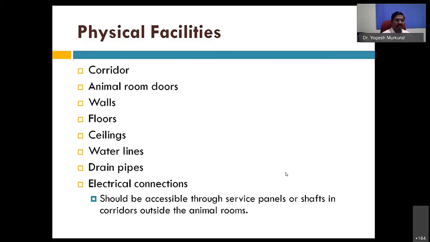Now, the actual room doors also should be very importantly considered, because they separate the common environment of the corridor from the animal rooms. You need to give enough consideration to the walls, floors, ceilings, water lines, drain pipes, and all electric connections, because you are keeping a lot of electric lines and equipment there. These should be accessible through service panels or shafts in corridors outside the animal rooms as much as possible. If you avoid service people going into animal rooms, that's the great thing.